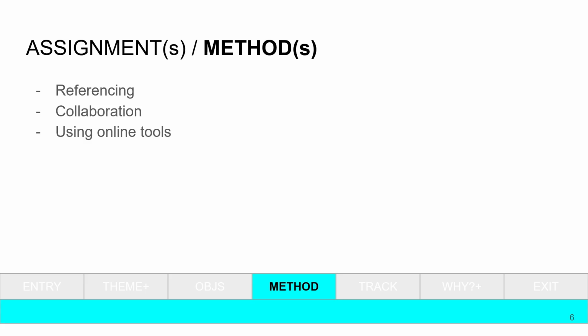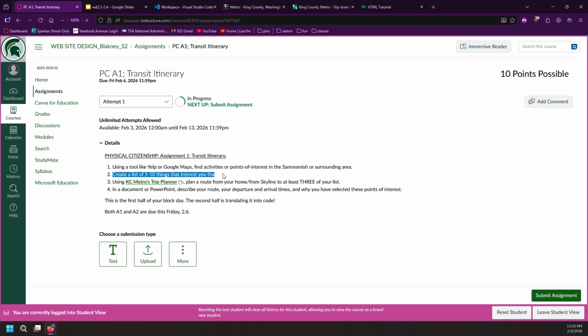I would like you to use a tool like Yelp or Google Maps or something similar to find activities or points of interest in the Sammamish or surrounding area. These can be hikes, these can be concerts, these can be festivals, these can be just a store you want to check out, if you want to just kind of shop around for a day. I don't mind. That's the cool part, is you get to decide. In the surrounding area, find some cool stuff to do. And create a list of 5 to 10 things that interest you. I forgot to finish my sentence here. It's supposed to just say, create a list of 5 to 10 things that interest you.